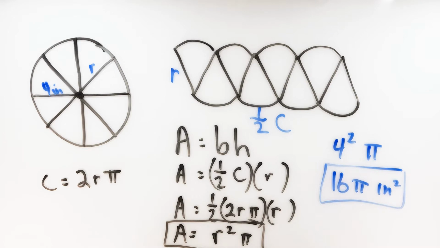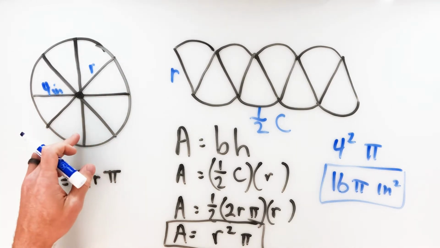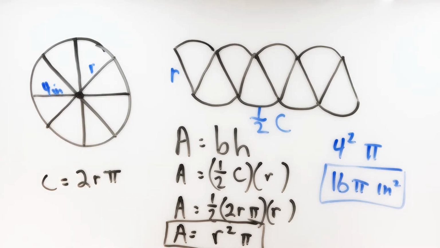Okay, so again, this lesson is about finding areas of different pieces of circles. The first piece we already talked about is to find the area of just one sector of a circle.